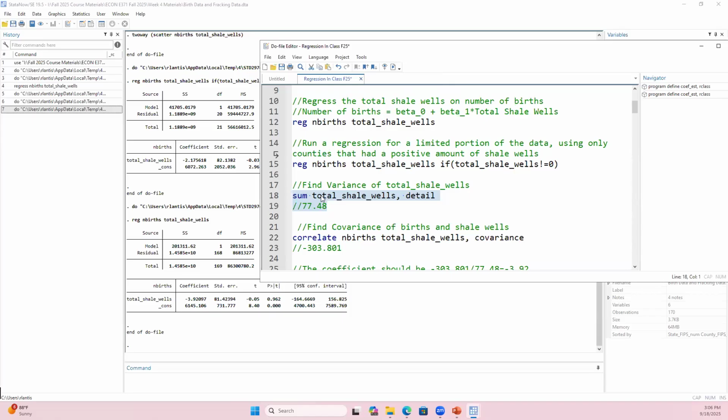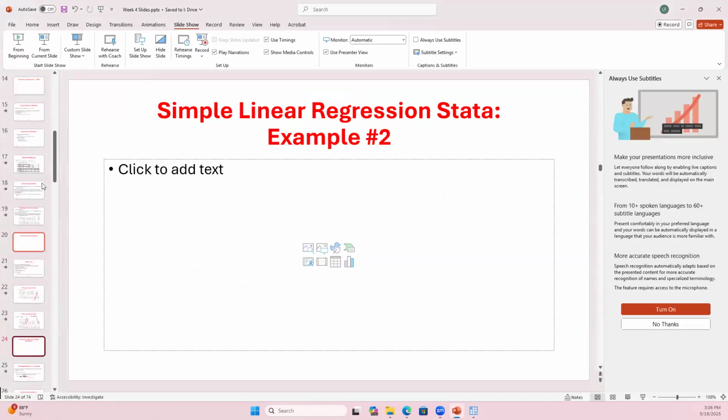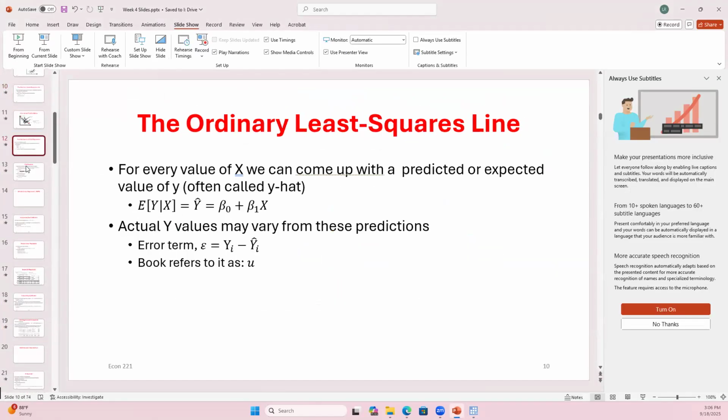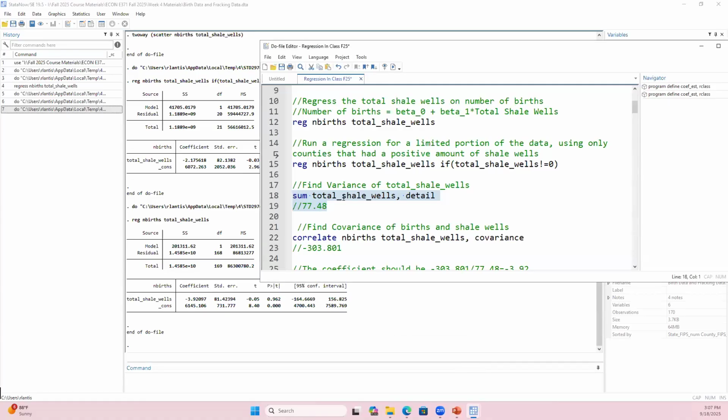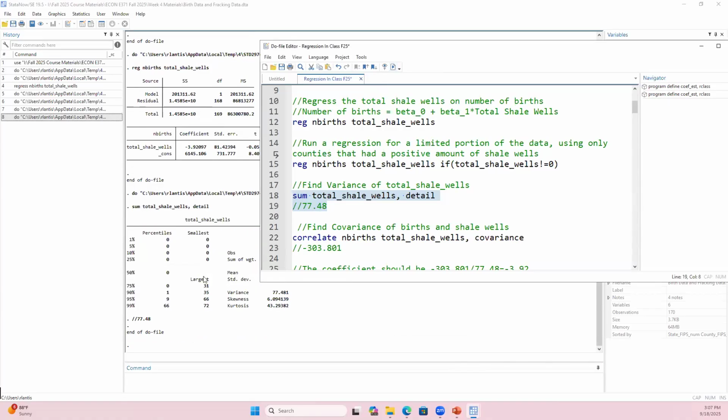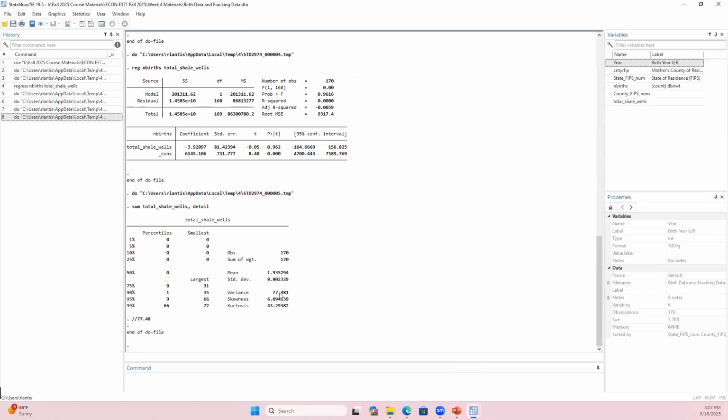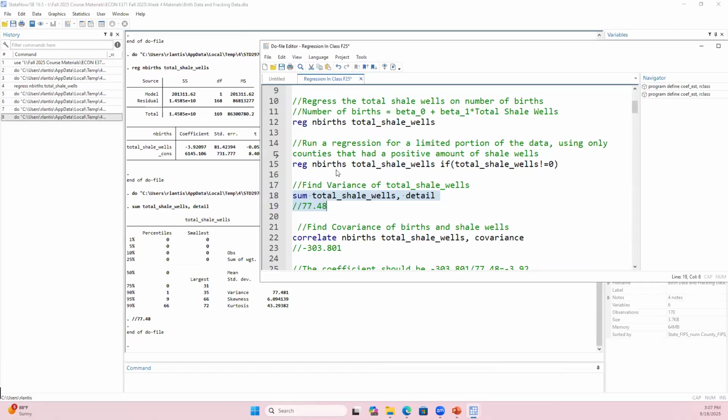So here, if I were writing this out as a problem set, I have my command, but then maybe I was asked a question. In the comments, I'll put what the variance actually is, because that's what I want here. I want the variance of that x variable. That's what I said we can think about as the denominator when calculating that slope coefficient. So I'll summarize my x variable, which was the number of wells. I look here, my variance is 77.48. So write that down.